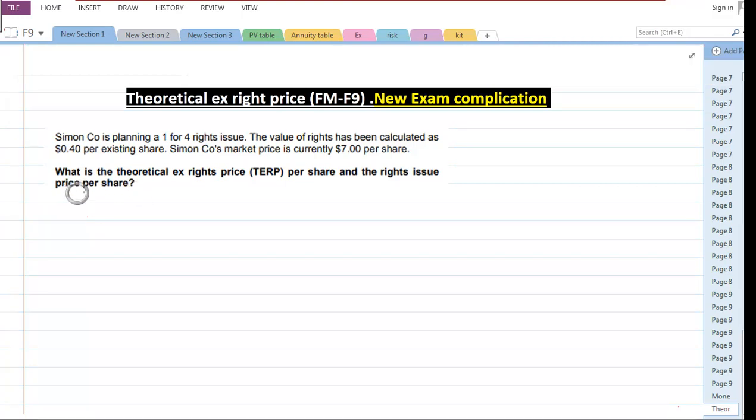The requirement says: what is the theoretical ex-rights price and what is the rights issue price? So, two requirements. Simon Co is planning a 1-for-4 rights issue, which means that any shareholder who has four shares will have access to one right. The value of the right has been calculated as 0.4 per existing share. Now, if it is per existing share, which are 4, then the value of the right will be equal to 0.4 multiplied by 4, which is 1.6.